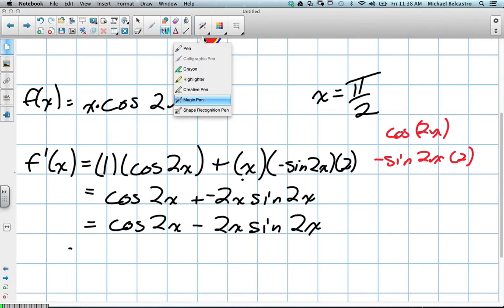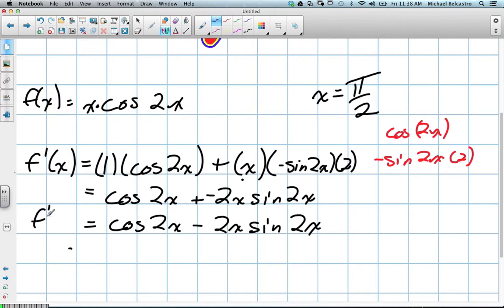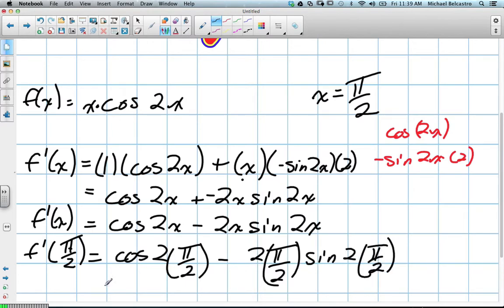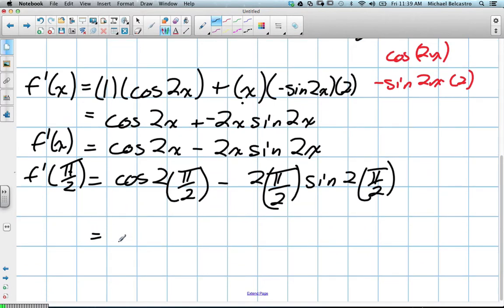What we're going to do from here, with our f prime x, is look at f prime at pi over 2. So we're plugging in pi over 2. So we have cos 2 times pi over 2 minus 2 times pi over 2 times sine 2 times pi over 2. We'll simplify what we have here. This becomes cos of pi minus pi times sine of pi.